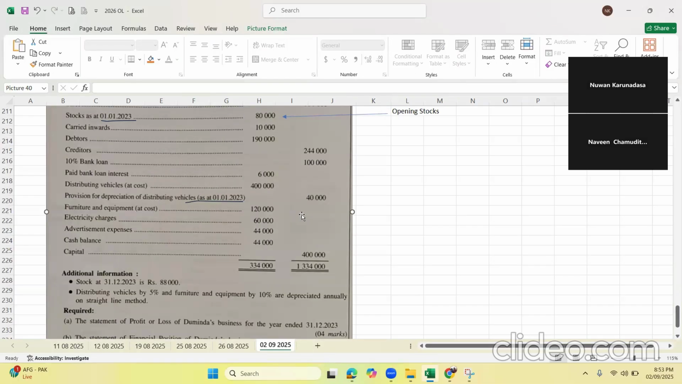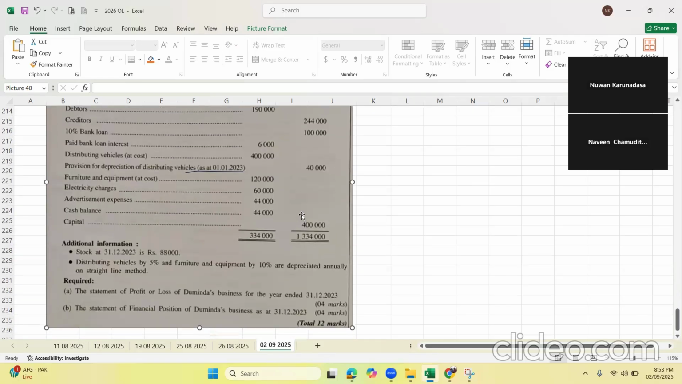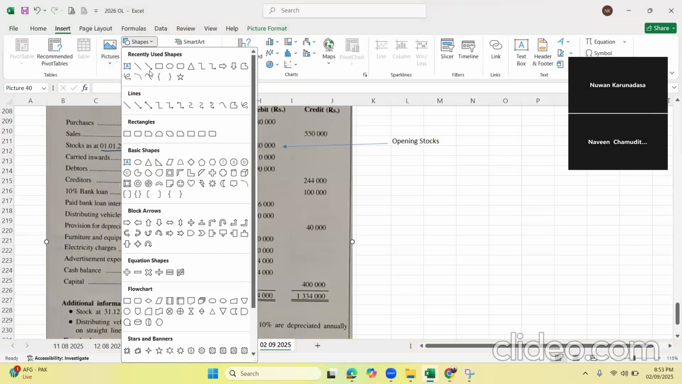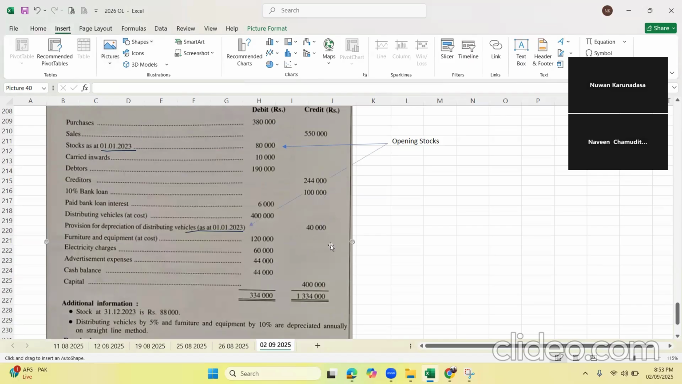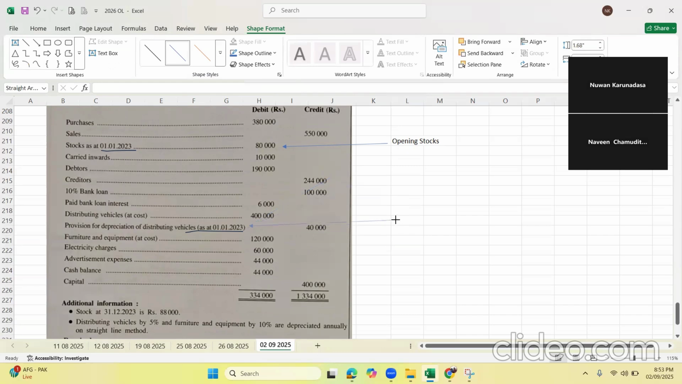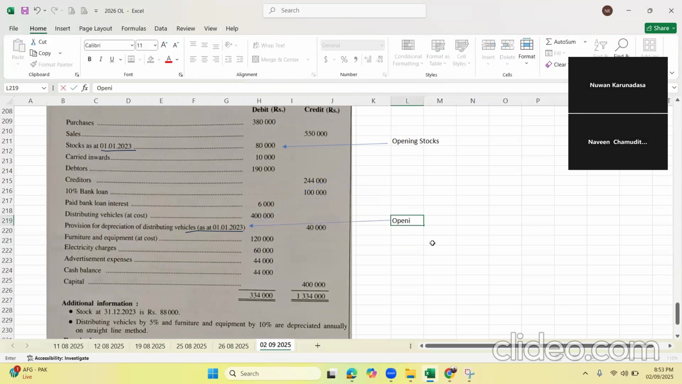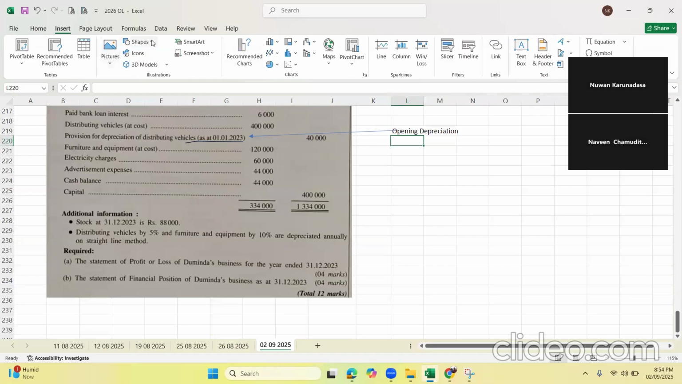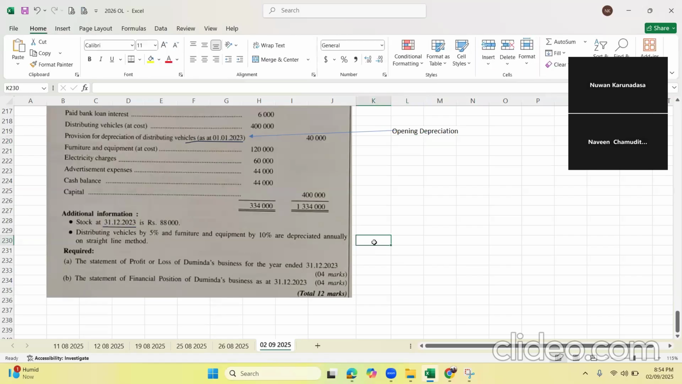Then furniture and equipment cost, electricity, advertisement, cash balance, capital. The trial balance is balancing, right? Very important. This is again an opening balance, opening depreciation. Then stock as at 31st December 2023 means closing date, closing stock 88,000.